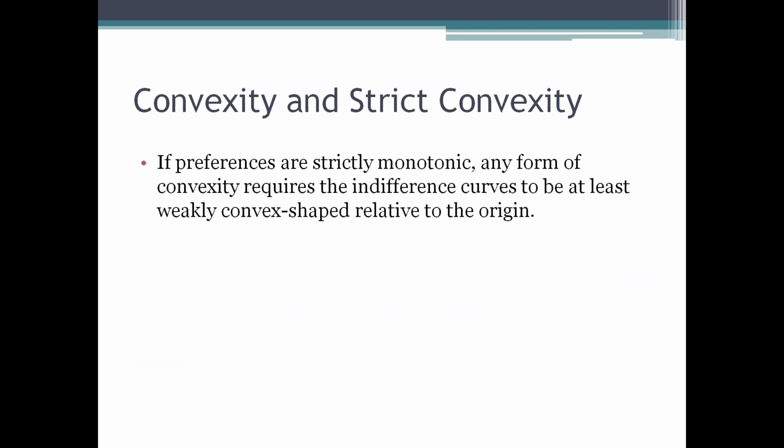If preferences are strictly monotonic, it means that the consumer always prefers to consume more. The more the better, the more is always preferred. So if preferences are strictly monotonic, any form of convexity requires the indifference curves to be at least weakly convex shaped relative to the origin.